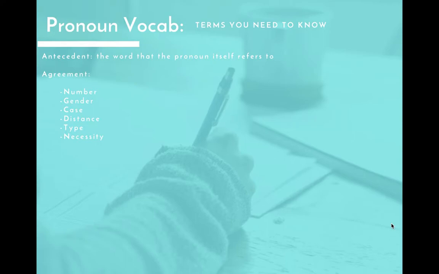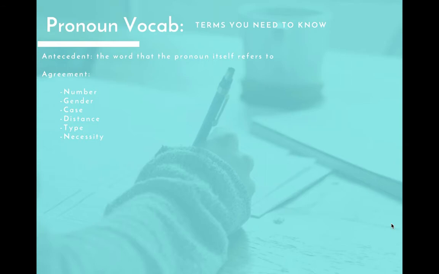The word antecedent is one of the most important terms that you'll need to know. The antecedent is the word that the pronoun itself refers back to. You'll recognize that prefix ante, A-N-T-E, which means before. So typically we are going to look at the word that the pronoun refers to before the pronoun itself.